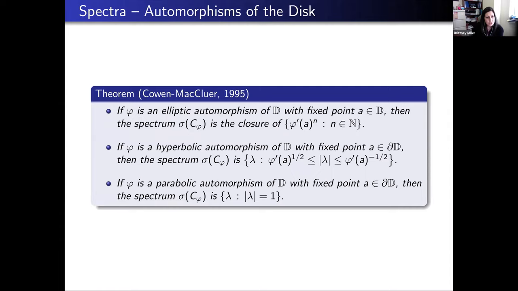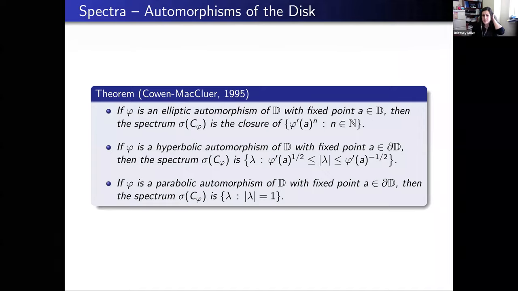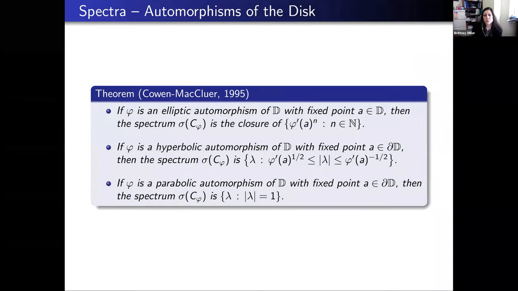And in particular, we can write down a lot of the spectra for different types of composition operators. The first ones they give here are on the automorphisms of the disk. If phi is elliptic, then the spectrum is the closure of the powers of phi prime of A. So of course that includes 0 and 1. If phi is a hyperbolic automorphism of the disk, then the fixed point is on the circle. And here we get an annulus for the spectrum, where the modulus of a point lambda in the spectrum is between phi prime of A to the 1/2 and phi prime of A to the negative 1/2. And if phi is a parabolic automorphism, again the fixed point is on the circle, then the spectrum is just the unit circle.